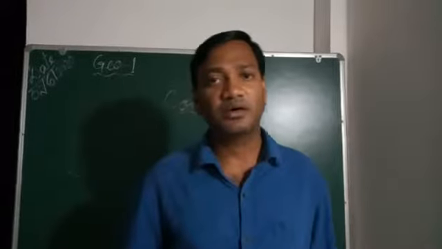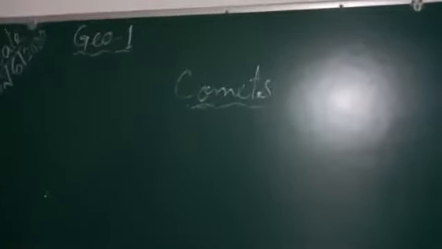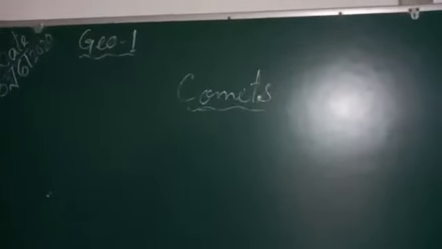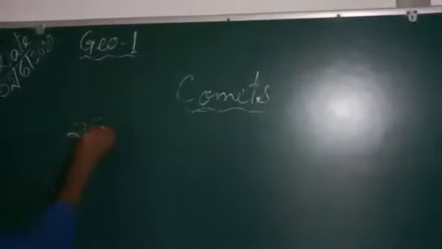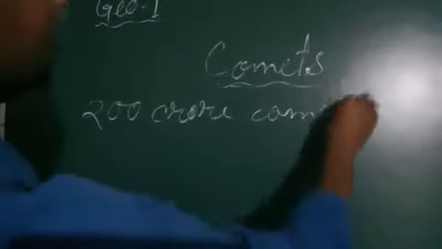These were all about meteors. Now we will discuss comets. Now, what are comets? Students, do you know that 200 crore comets are orbiting the sun? They orbit the sun. That means they roam around the sun.